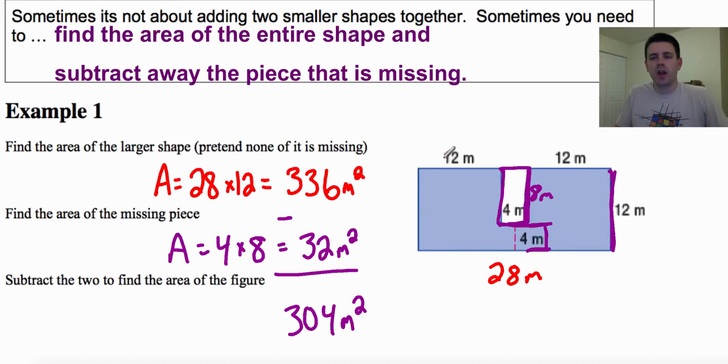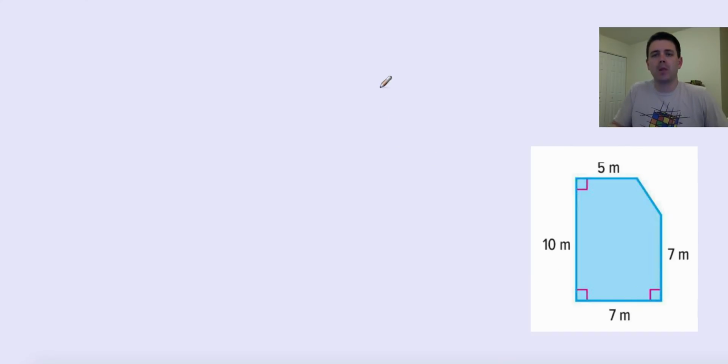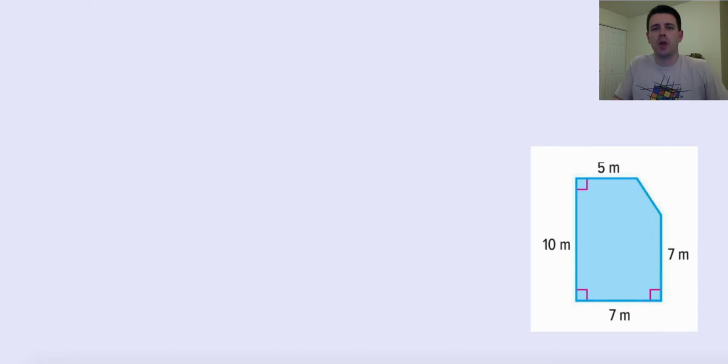So this time we found the area of the whole thing, pretending there wasn't a hole, found the area of the piece that's missing, and then subtracted it away. So let's try this one together. Again, instead of worrying about this odd shape, pretend this edge and this edge went all the way and it was just one solid rectangle. That should be easy to find the area of.